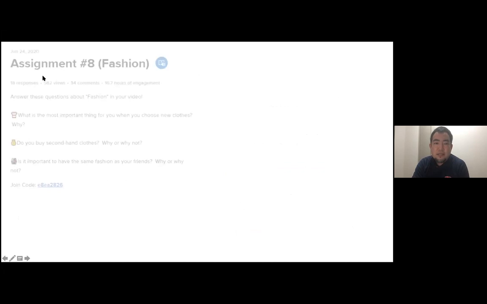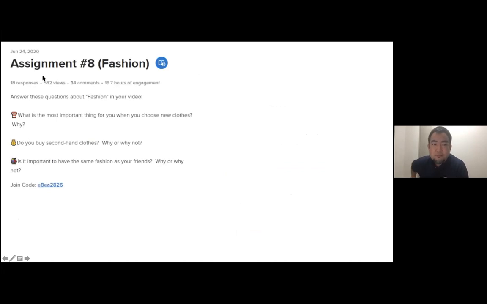As an example, the topic of the textbook was fashion. So I asked the students each week to answer 3 questions about fashion. What's the most important thing for you when you choose new clothes? Do you buy secondhand clothes? And is it important to have the same fashion as your friend? Not only their answer, but also their reason. And we practiced how to give good reasons at the beginning of the term.